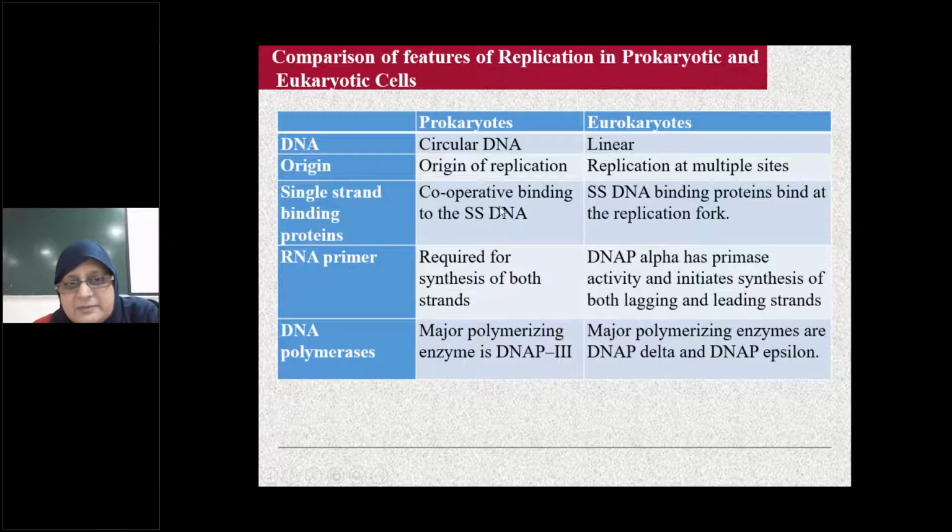The single-stranded binding proteins are seen in both. Then an RNA primer is required for synthesis of both the strands here as well as in eukaryotes, and DNA polymerase alpha is responsible for the RNA primer synthesis in both leading and lagging strands. While DNA polymerase 3 is the main polymerase responsible for replication in prokaryotes, in eukaryotes it is mainly delta and to some extent epsilon.